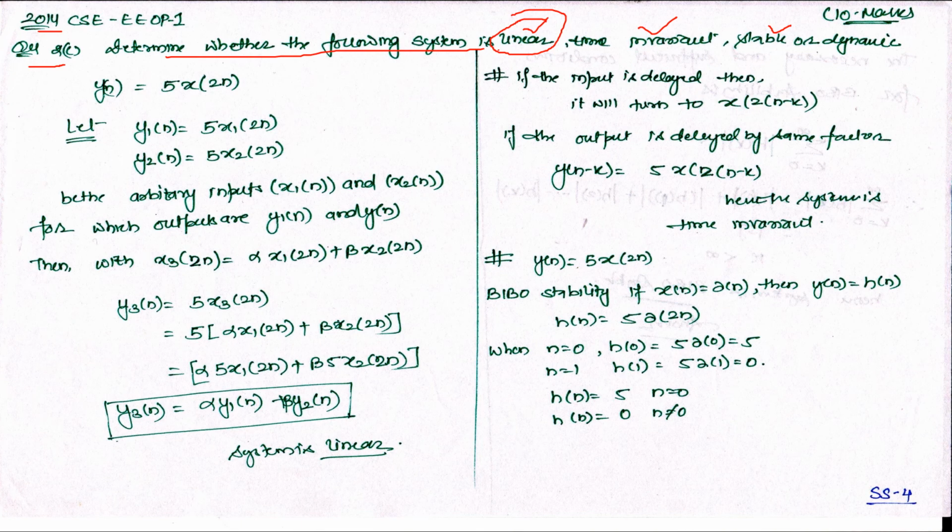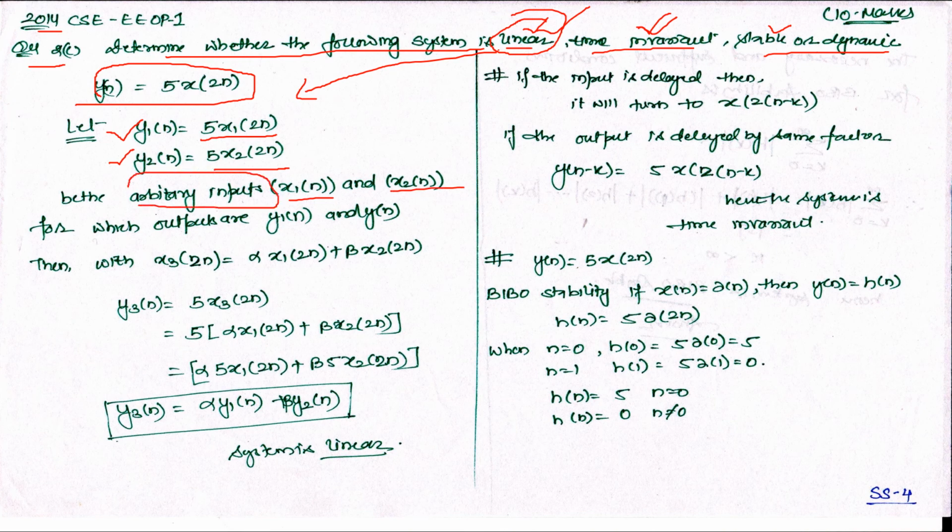So you have to comment on 3 different portions. First is linear, whether the system is linear or not, then you have to go for time invariant or not, and then stable or dynamic system. So let us start with the linear. I am writing here the equation: y(n) is 5 into x of 2n. Let us assume that y1 of n is 5 into x1 of 2n and y2 of n is 5 into x2 of 2n, where x1 and x2 are arbitrary inputs.